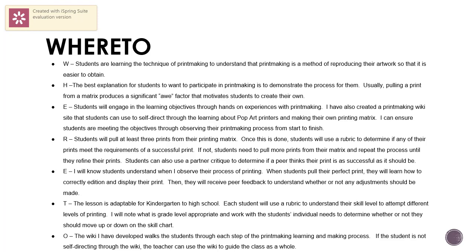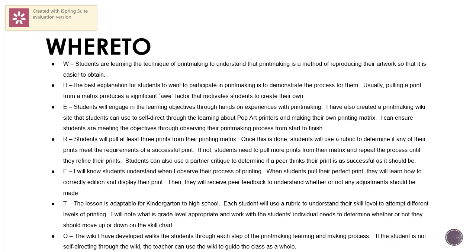The where to for this lesson is that students are learning the technique of printmaking to understand that printmaking is a method of reproducing their artwork so that it is easier to obtain. The best explanation for students to want to participate in printmaking is to demonstrate the process for them. Usually pulling a print from a matrix produces a significant awe factor that motivates students to create their own. Students will engage in the learning objectives through hands-on experiences with printmaking.